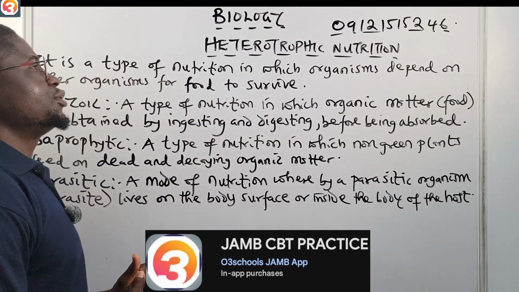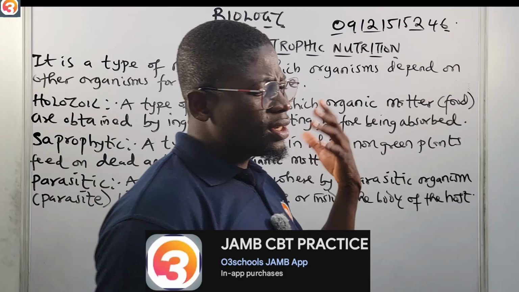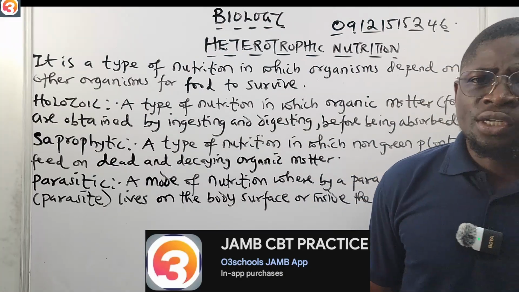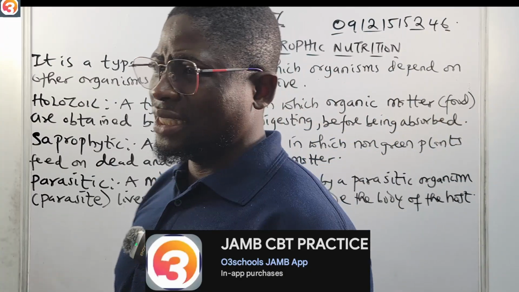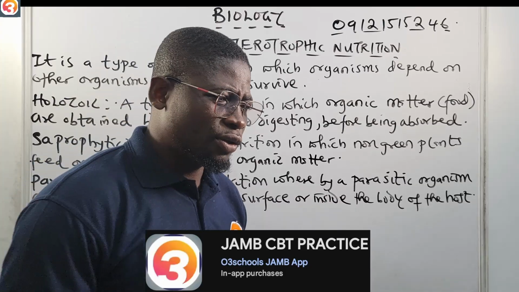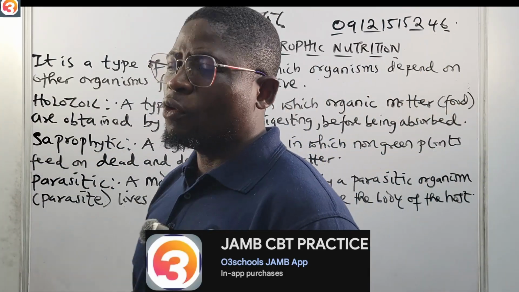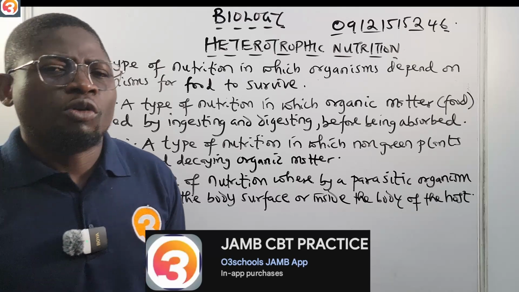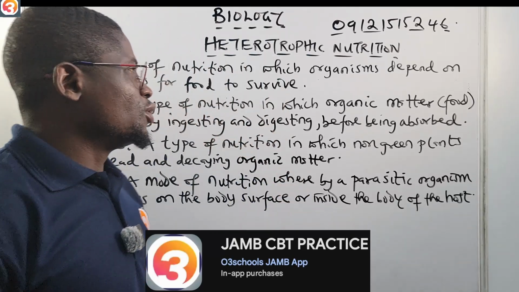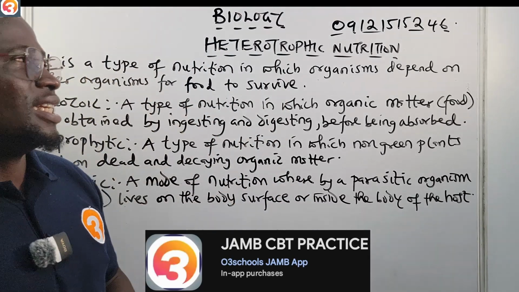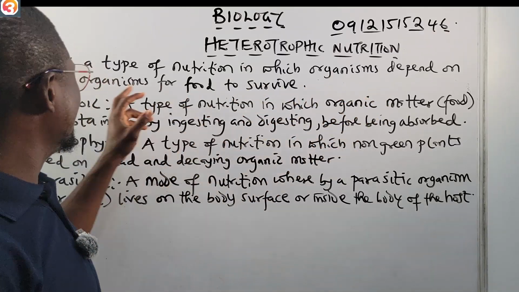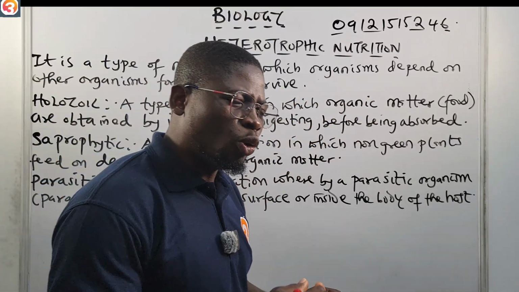So let us go to heterotrophic nutrition. What is heterotrophic nutrition? We say that heterotrophic nutrition is a type of nutrition whereby organisms depend on other organisms for food, for survival. So heterotrophic mode of nutrition is a type of nutrition in which organisms depend on other organisms for food to survive.